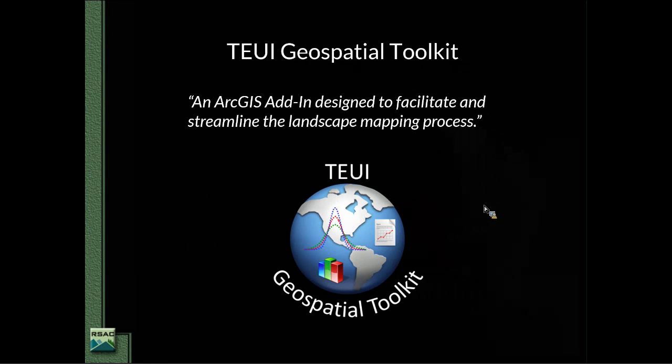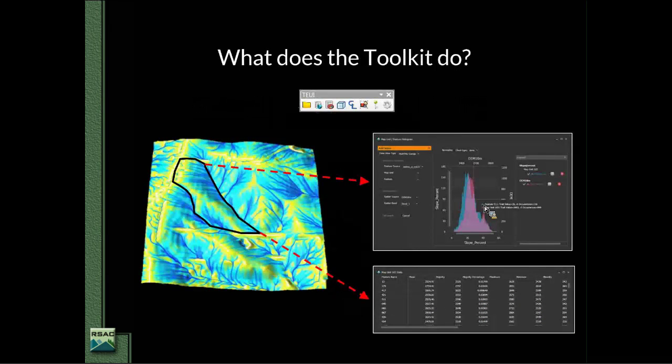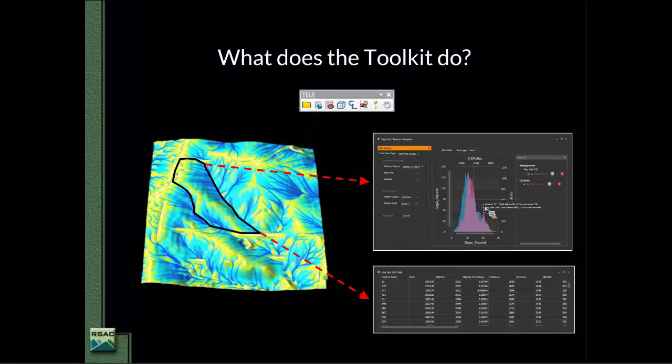The toolkit itself is an ArcGIS add-in and is designed to facilitate and streamline the landscape mapping process. The tool is designed to be a part of the mapping process, not to be an end-all tool, but simply to be a part of it. So what does the toolkit do? In its most basic form, the toolkit itself just runs zonal statistics, and we display the results of those zonal statistics from polygons and underlying rasters as graphs and as tables. So users can visualize the information that's under each polygon in graphical form, or look at it in a spreadsheet form or a tabular form, or export it for use in other programs.